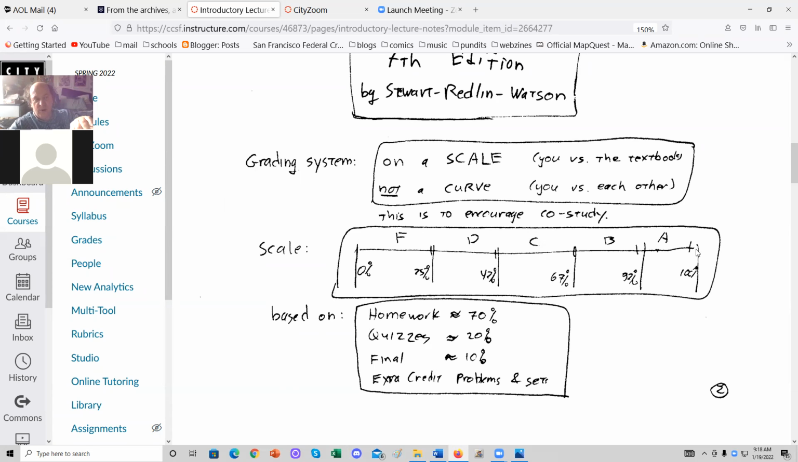The scale is based on this. I'll have it listed elsewhere on this Canvas site. Up to 25% is an F. Up to then from there to 42% is a D. From there up to 67% is a C. From there up to 92% is a B, and there up to 100% and above is an A.